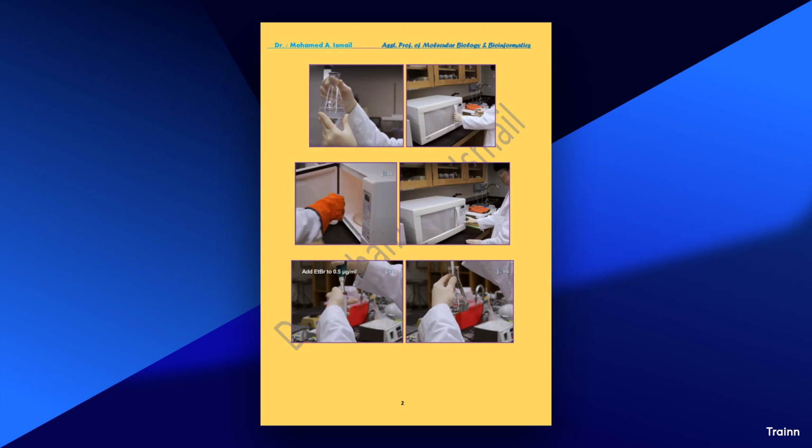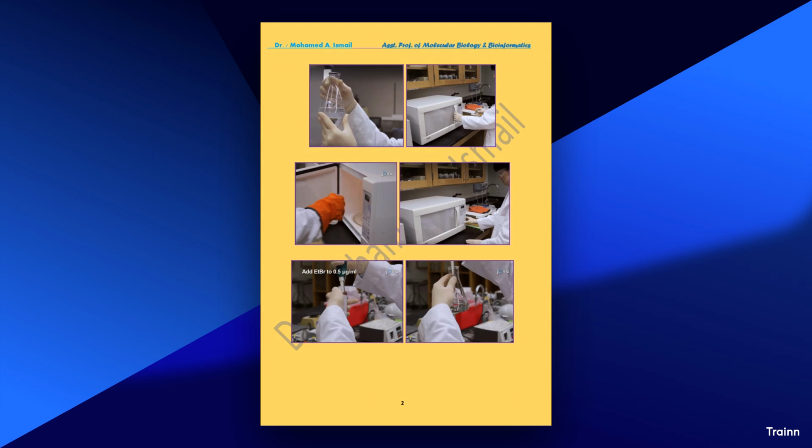3. Running the gel. The gel is placed in an electrophoresis chamber filled with buffer, and an electric current is applied. The electrophoresis duration depends on the gel size and the desired resolution. 4. Visualization. After electrophoresis, the gel is stained with a DNA-binding dye, such as ethidium bromide or SYBR green, which fluoresces under UV light to visualize the DNA bands.